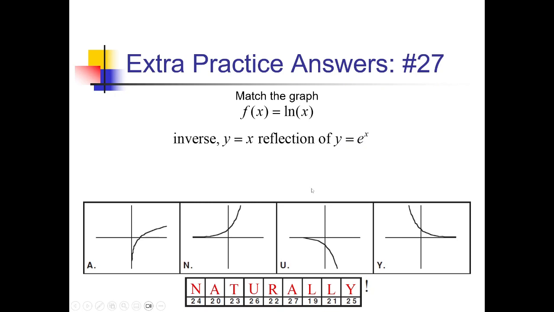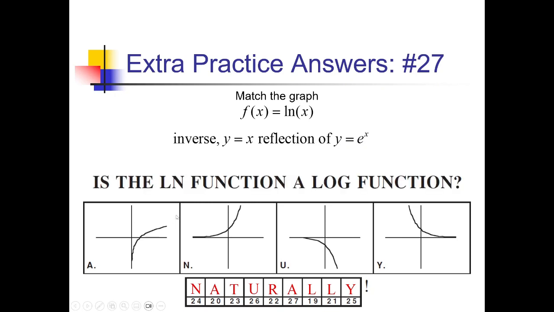And now solving the riddle here, is the ln function a log function? And the answer is naturally. Get it? Because ln is the natural log.